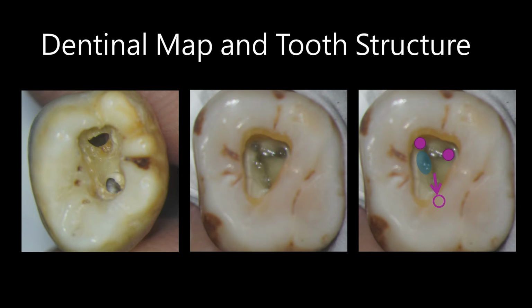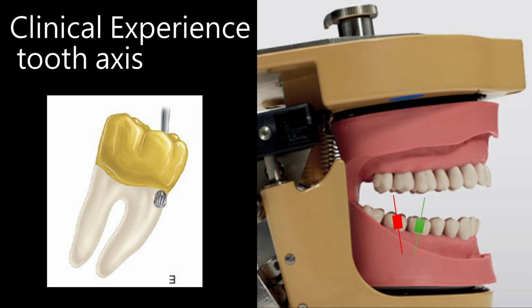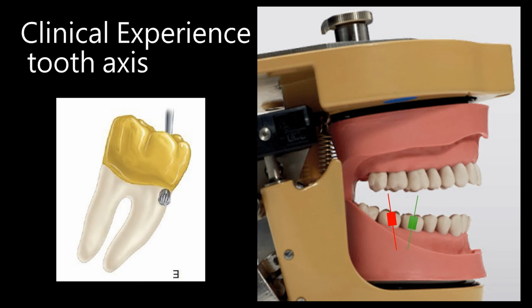And another thing, you will use your clinical experience to try to find the tooth axis of your preparation. If you still remember the first time you did endodontic treatment, you would do it like this. The red one is a little bit not correct, and the green one is correct. But that is what you are looking at when you drill in the patient's mouth. You need some experience to do this.